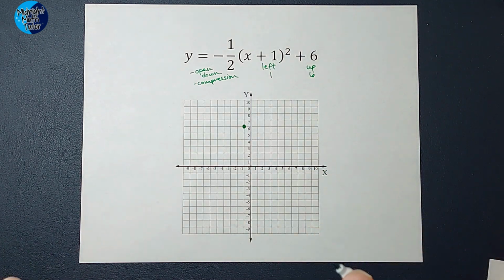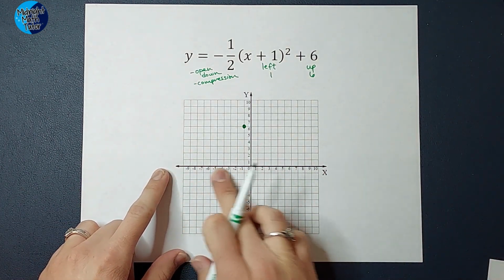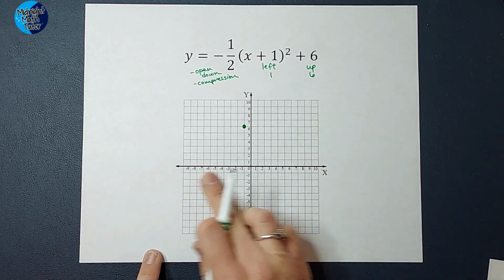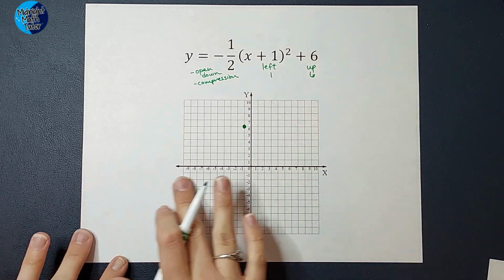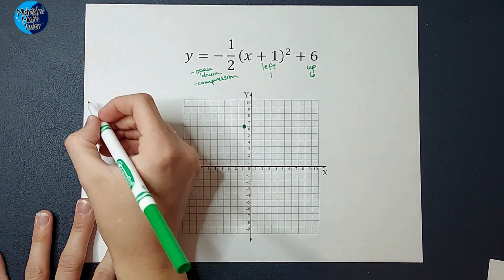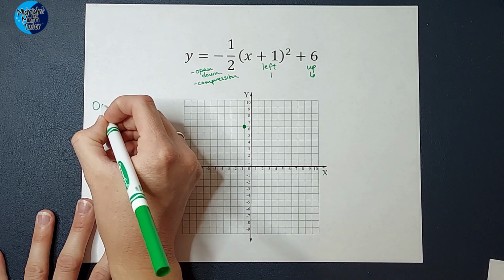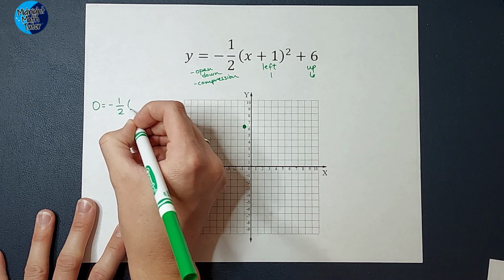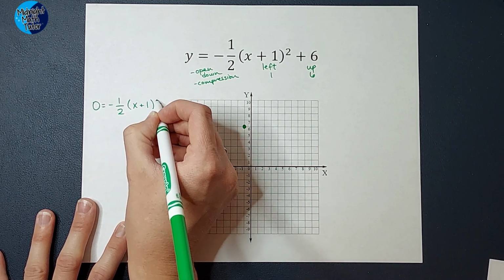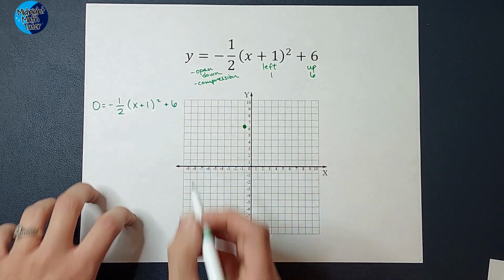There's a couple things we could do. I kind of want to know, since I know this is opening down, I kind of want to know where it crosses the x-axis, okay? So to know where it crosses the x-axis, I'm going to plug in 0 for y, right? That'll tell me where it crosses the x-axis. So I'm going to plug in 0 for y, and I get 0 equals -1/2 times (x + 1) squared + 6, okay?